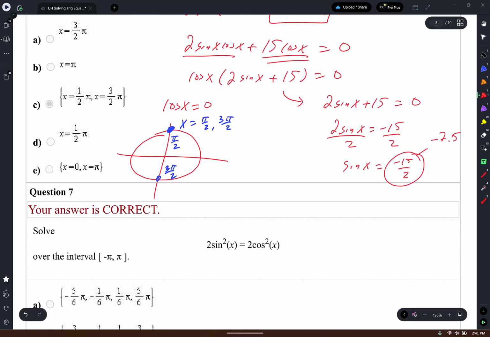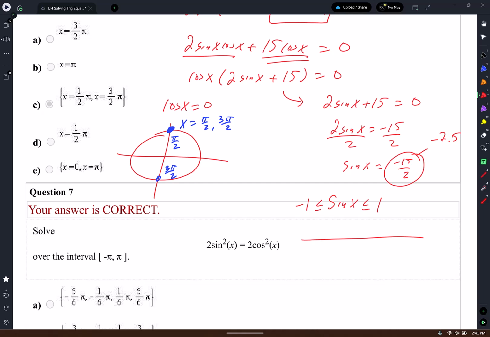Sine x is between negative 1 and 1. Sine x will never be larger than 1, and it will never be smaller than negative 1. And I know in physics, negative 10 is technically bigger than negative 1 because they're talking about magnitude and forces and stuff. But in math, the further left you go, the smaller you are. So the smallest is negative 1, the biggest is 1.